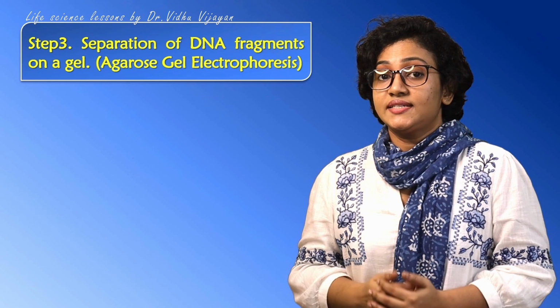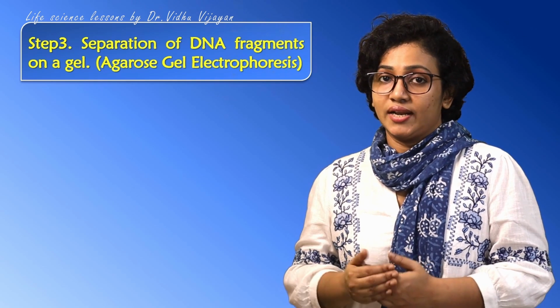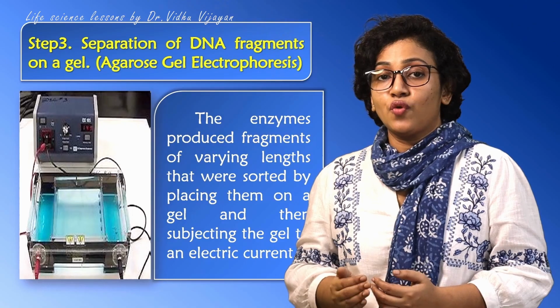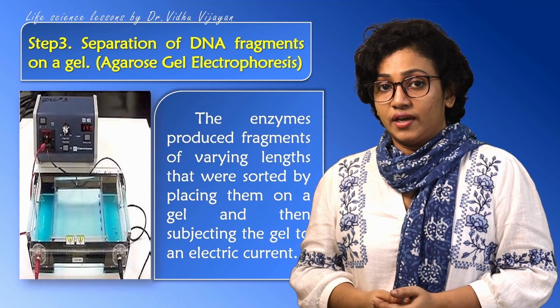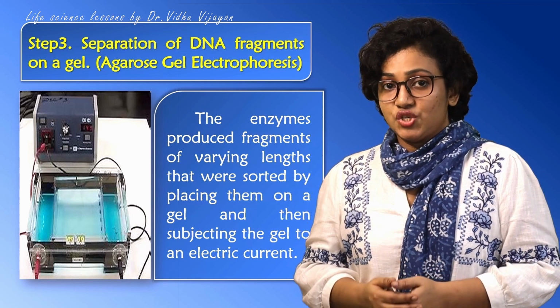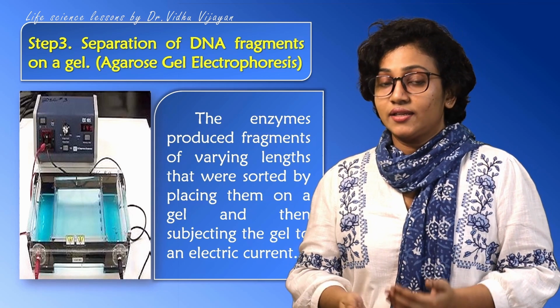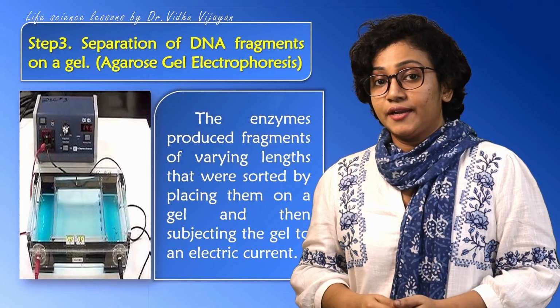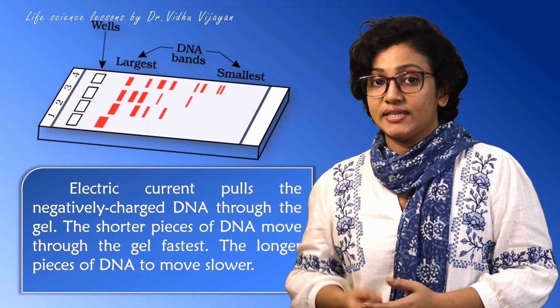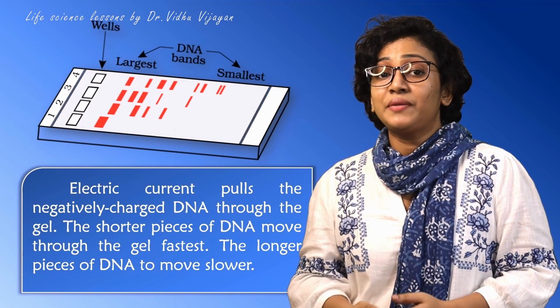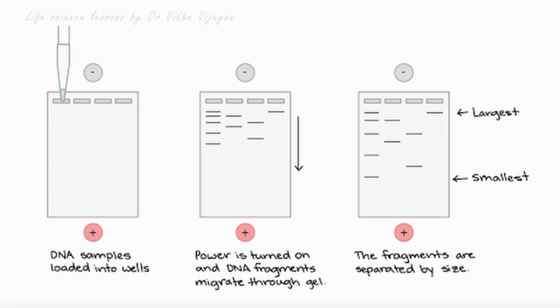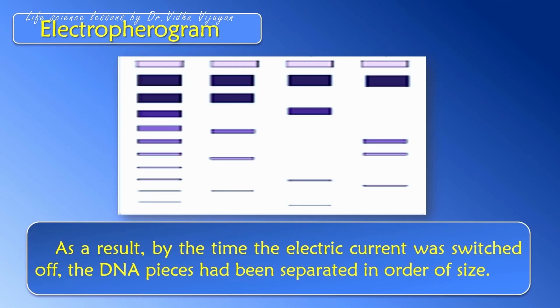Step 3 is the separation of DNA on a gel. Here, agarose gel electrophoresis is used. The enzyme-produced DNA fragments of varying length were sorted by placing them on a gel and subjecting the gel to an electric current. The electric current pulls the negatively charged DNA through the gel. The shorter pieces of DNA move through the gel fastest and the longer pieces of DNA move slower. As a result, by the time the electric current was switched off, the DNA pieces had been separated in order of size.